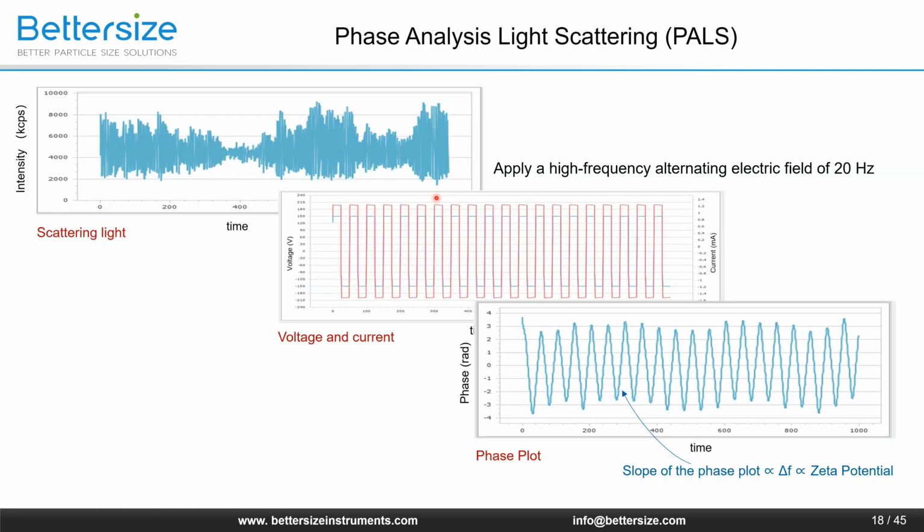Based on ELS, a more sophisticated technology, phase analysis light scattering, PALS, has been further developed. It is used to analyze the beat signals by measuring the phase shift instead of the frequency shift. In a PALS measurement, an alternating electric field is applied to the sample to change the electrophoresis directions of charged particles. The slope of phase change over time is proportional to the frequency shift.